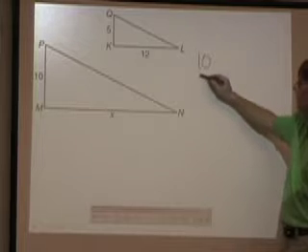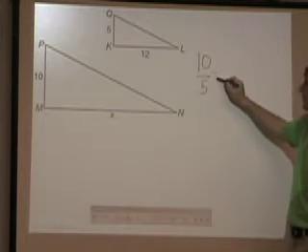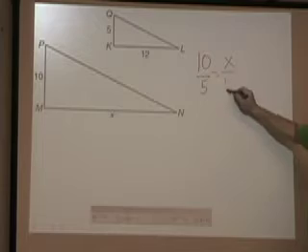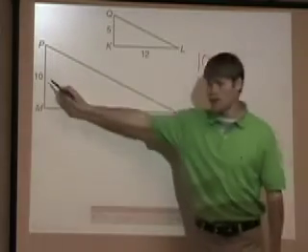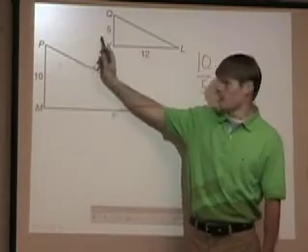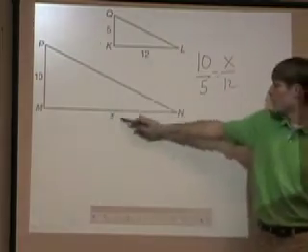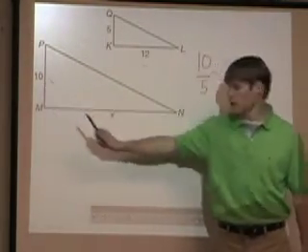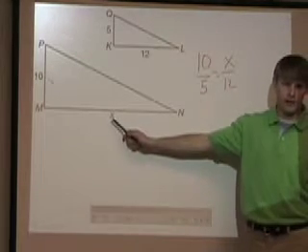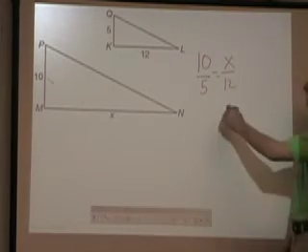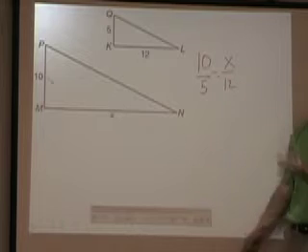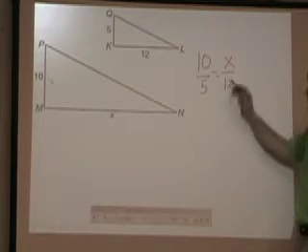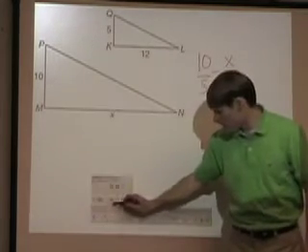No, 10 over 5 equals x over 12. Now remember, we used 10 first, right? We said 10 over 5. So could we have said equals 12 over x? No, if you use something from this triangle first, you've got to use the other part from this triangle first. If you had done 5 over 10, you'd have to say 12 over x, but you got the same answer.